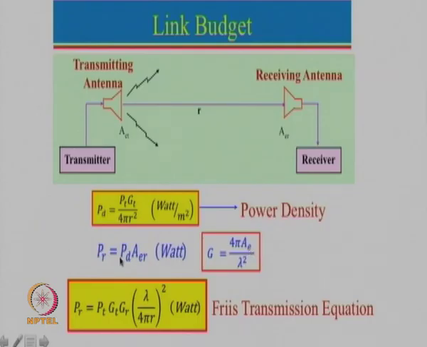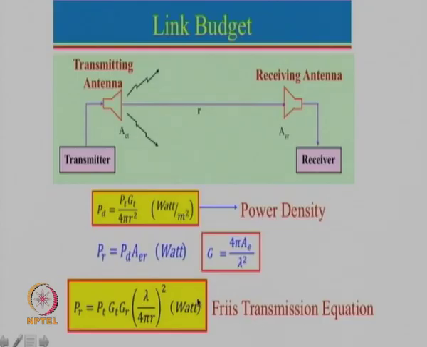If we now substitute this value for the effective aperture of the receiver, the effective aperture will be lambda square, GR divided by 4 pi, which you put over here. So, this is the equation. This equation is also known as the Friis transmission equation. This is a very important equation for any link which we need to design.